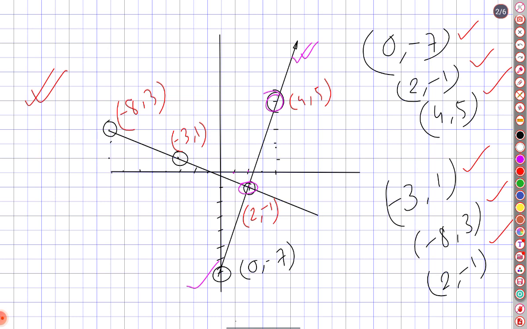And if you join the other set of 3 points, minus 3 comma 1: minus means left hand side and plus means upward. So this is the negative side of x, this is the positive side, and upward is the positive side of y, and this is the negative side of y. So minus 3 comma 1, minus 8 comma 3, this is minus 8 means left hand side, and plus 3 means upward. And 2 comma minus 1 we have already pointed. So if you join, you can see these two lines are intersecting. So which will be the correct option?